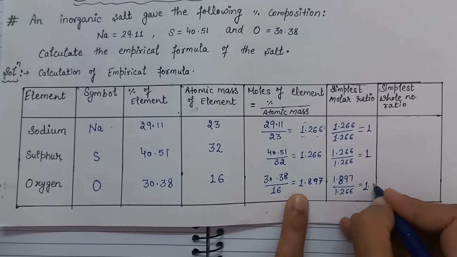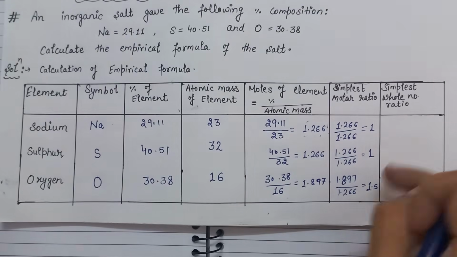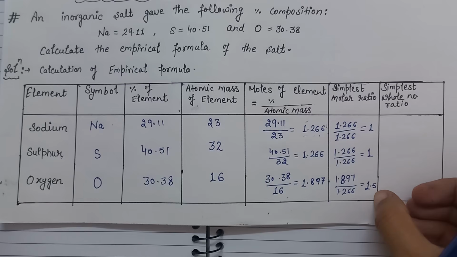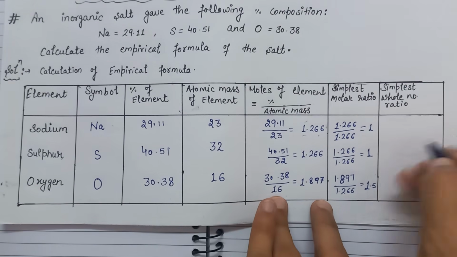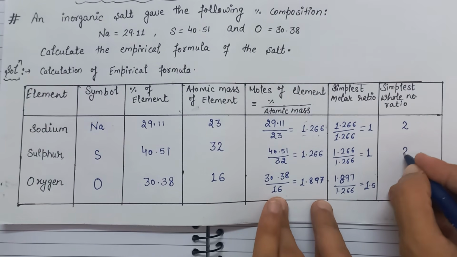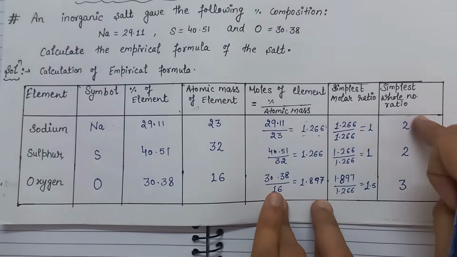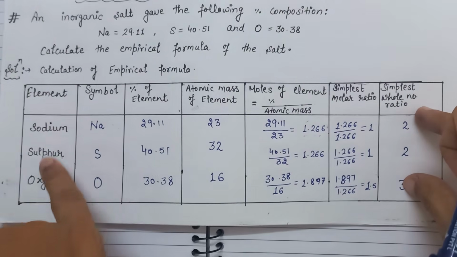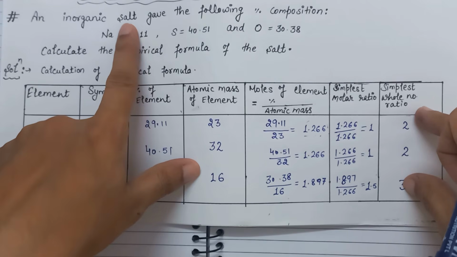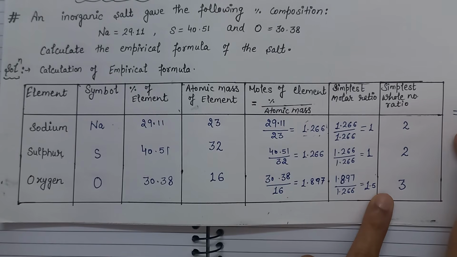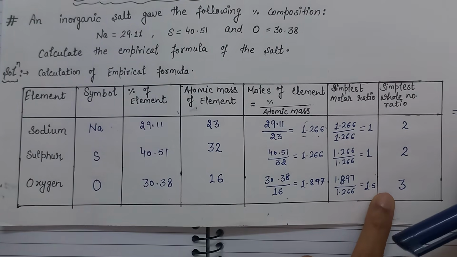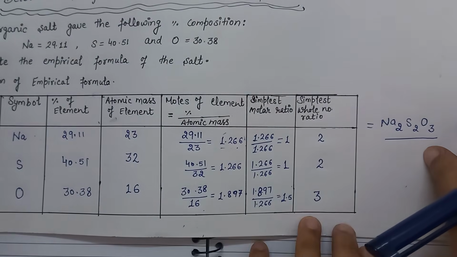and this is 1.5. As one of the values in the ratio is a fraction, we have to convert it into a simple whole number ratio. For converting it, we multiply these values by 2, so we get 2 ones are 2, here also 2, and this is 3. So this is the simplest whole number ratio of the atoms present in this inorganic salt. Therefore the empirical formula of this compound becomes Na2S2O3.